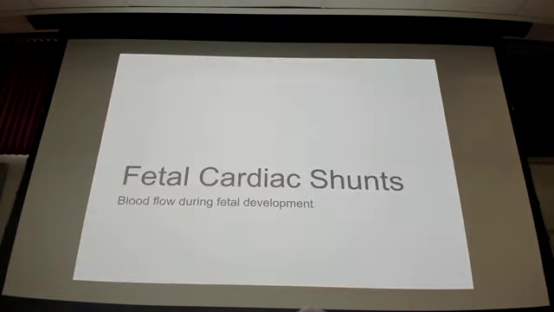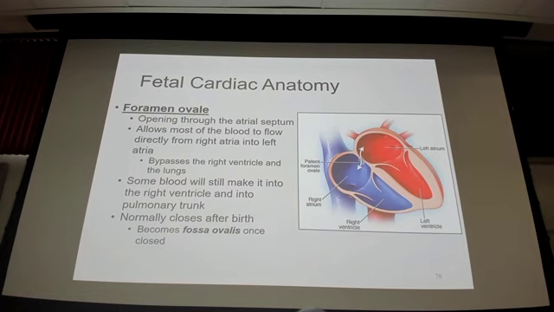All right. I'm going to talk briefly about fetal cardiac shunts, and I've already mentioned one of them, which is the foramen ovale. What does that mean in English? Oval hole is really what it means, okay? And that's exactly what it is. It's just an oval-shaped hole that goes between the two atria in fetal circulation, right?